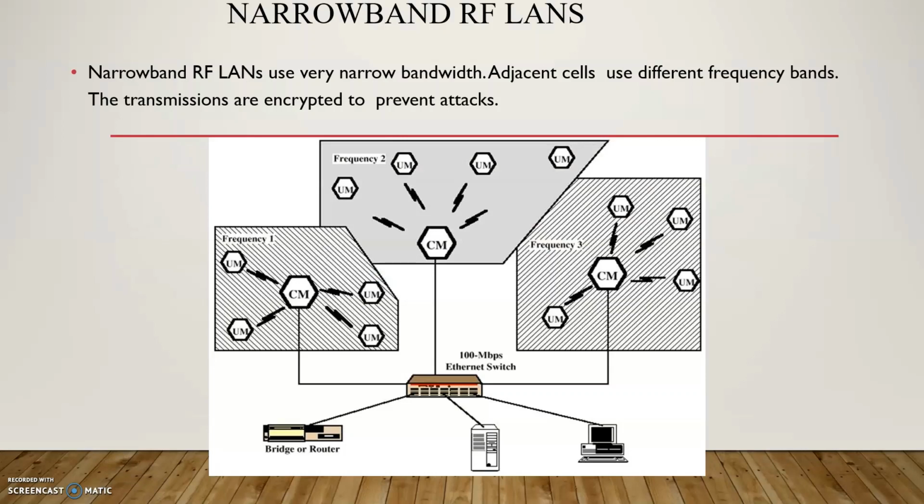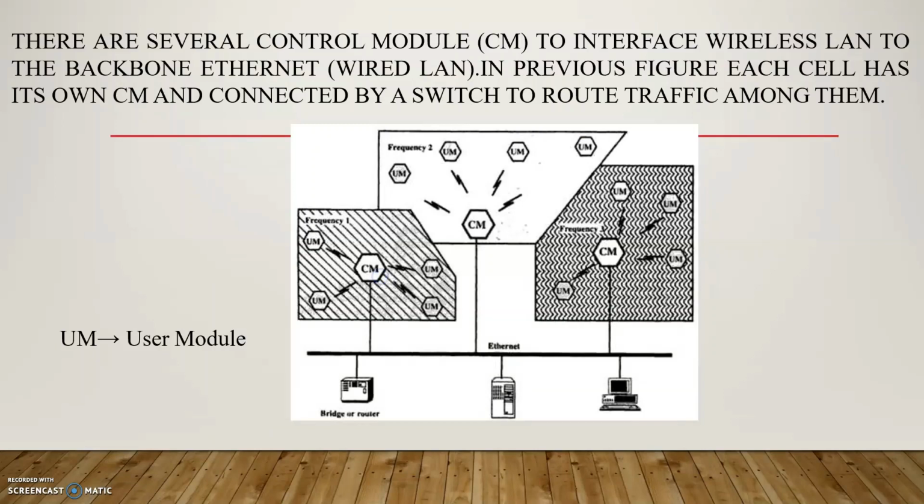Narrowband radio frequency LANs. Narrowband RF LANs use very narrow bandwidth. Adjacent cells use very different bands. The transmissions are encrypted to prevent attacks. This is a small illustration wherein there are three frequencies, and the 100 Mbps Ethernet switch is connected to the bridge router and a computer. There are several control modules to interface wireless LANs to the backbone Ethernet. In the previous figure, each cell has its own control module and is connected by a switch to route traffic among them.